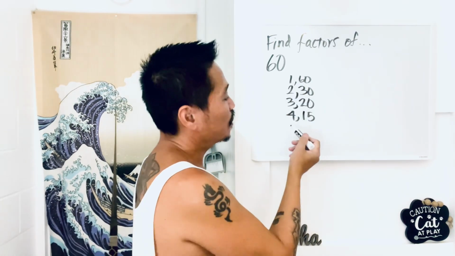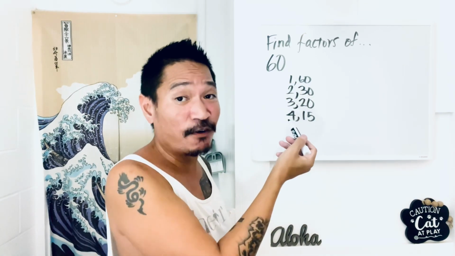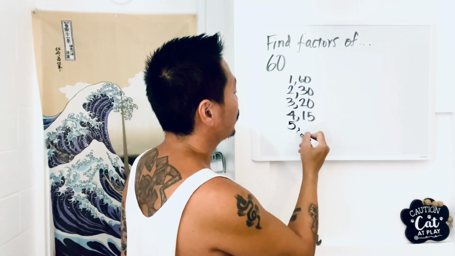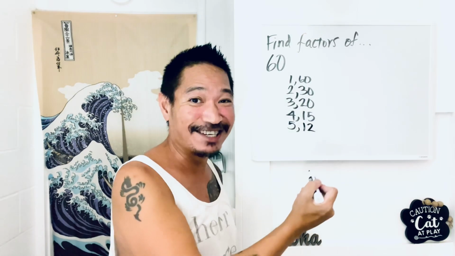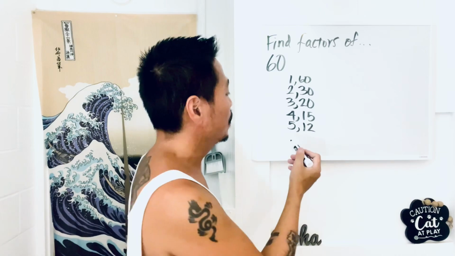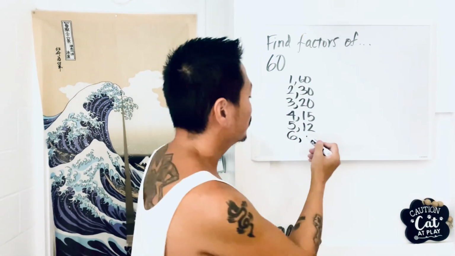Well, the next one I check is 5. All right, well, the number ends in a 0. If a number ends in a 0 or 5, remember our divisibility discussion, we know that 5 can divide 60. 5 times 12 is 60. Well, okay, next one, 6. 6 divides 60. Super cool. Okay, 6 times 10, right?